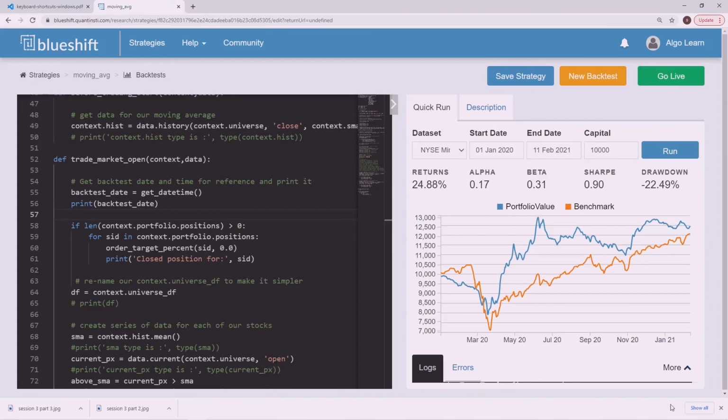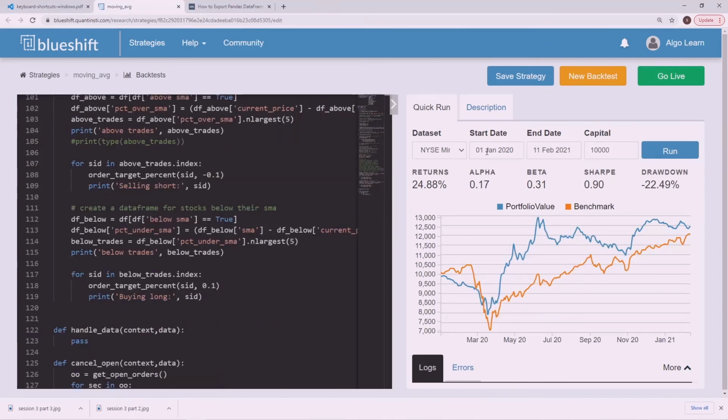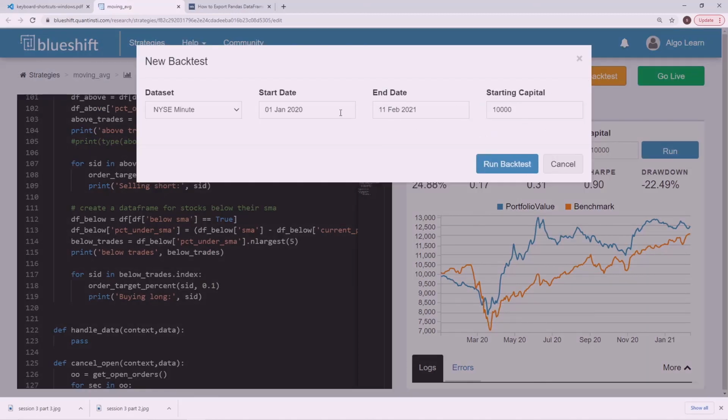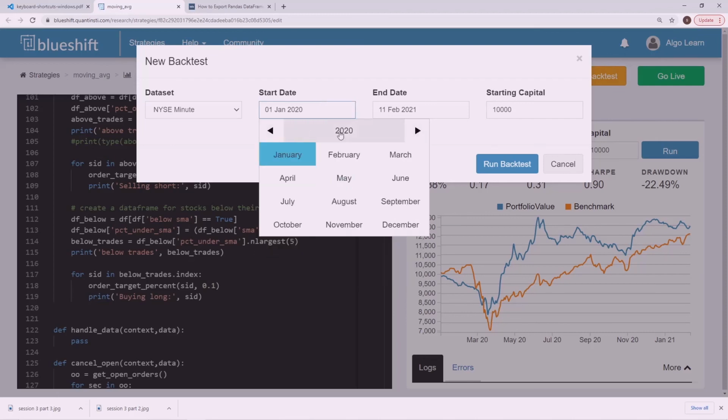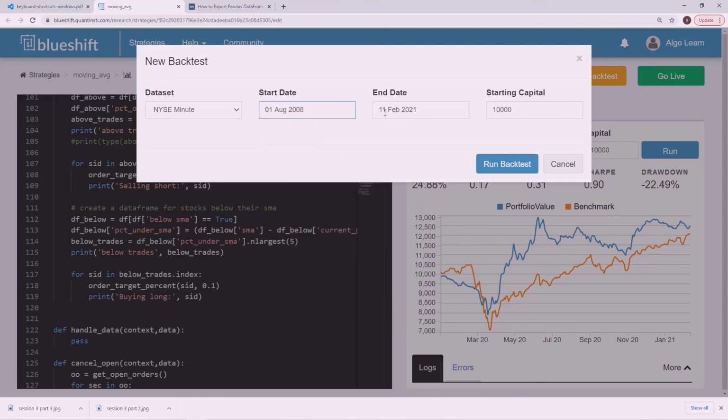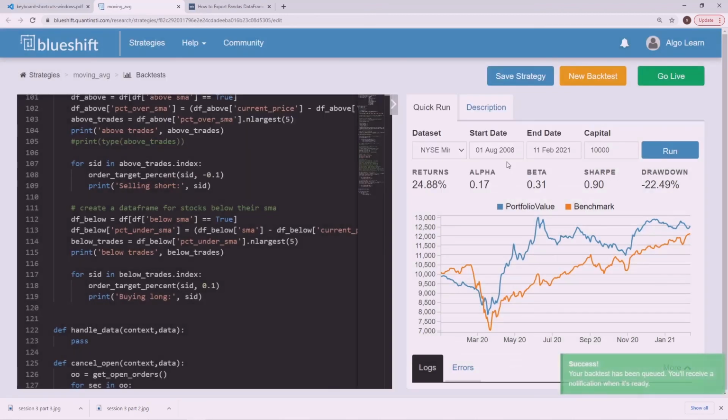Let's go ahead and do a new back test. Let's do a full back test, and let's run it. Let's go back to 2008, and let's do August 1 of 2008. All right, so I'm going to go ahead and run this back test. This is going to take a little bit of time, so I'm going to turn the video off, and when I come back, we'll have the back test.